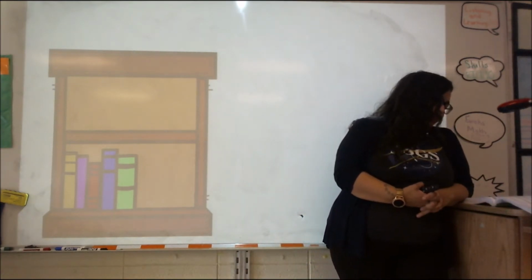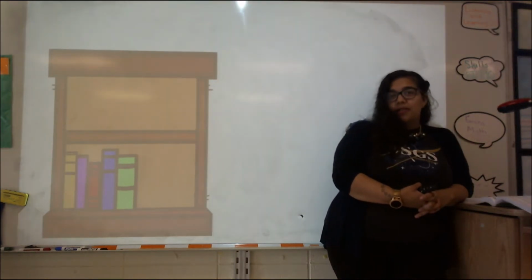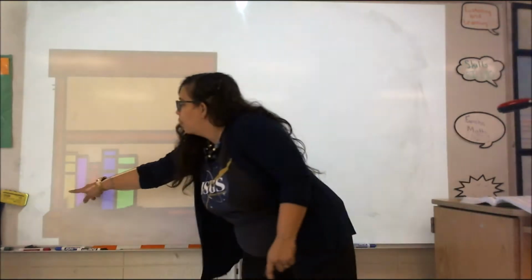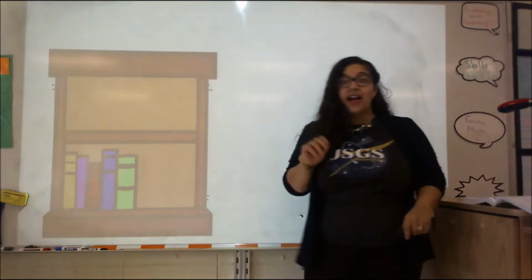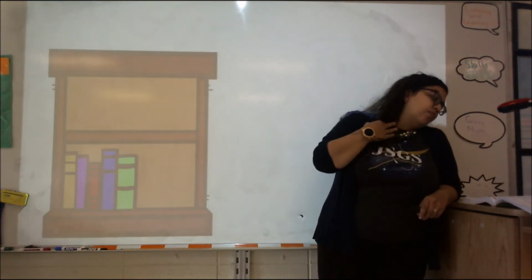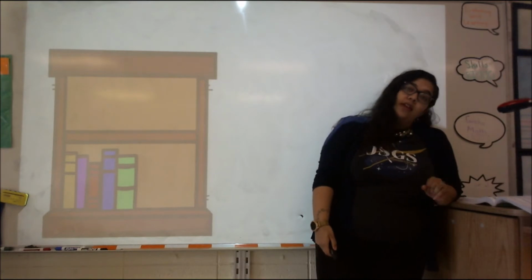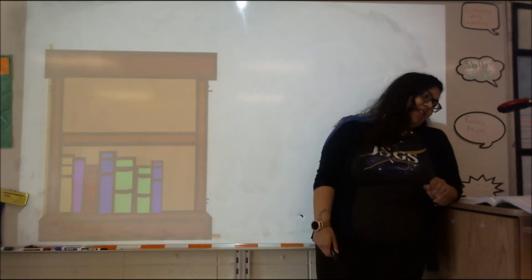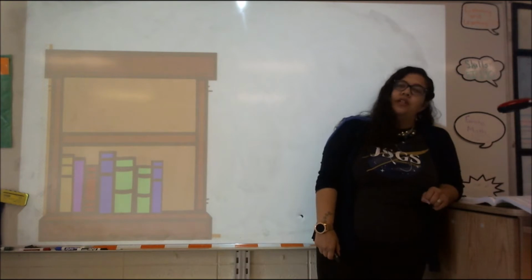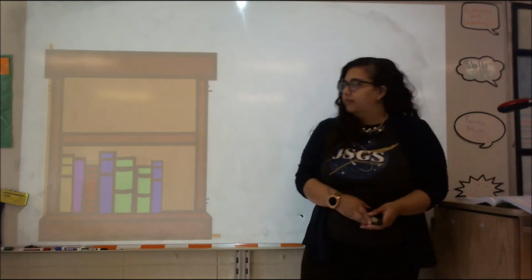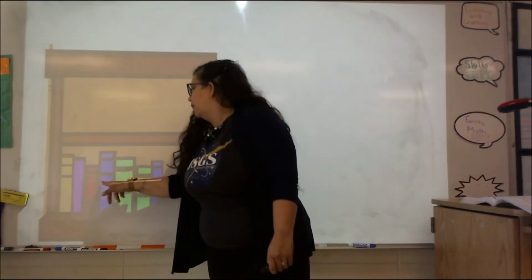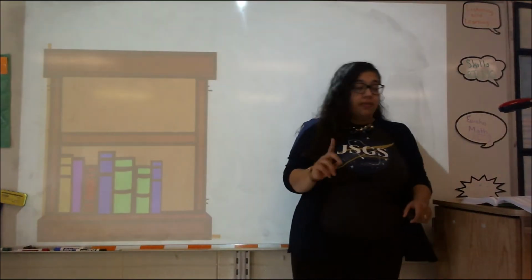Yes. Now, how many books do I have on this shelf? 1, 2, 3, 4, 5. I have 5 books on this shelf. Cool. A student came and put some more books on the shelf. Close your eyes. All right, open again. Now how many books are on my shelf? I have 1, 2, 3, 4, 5, 6, 7 books on my shelf now.